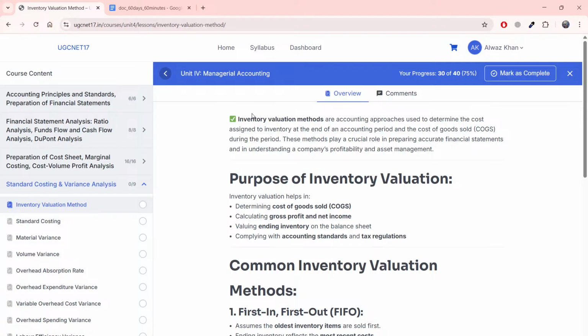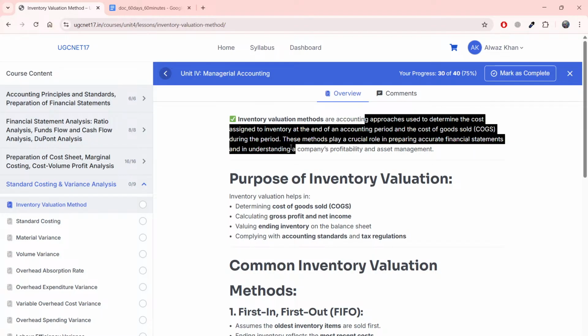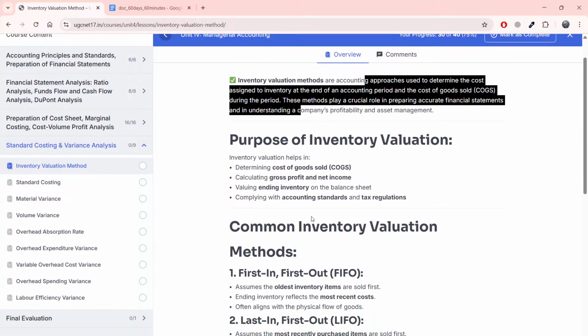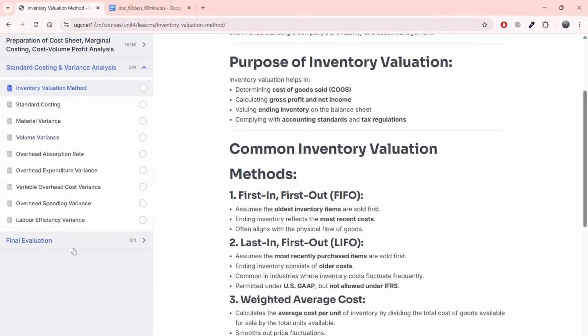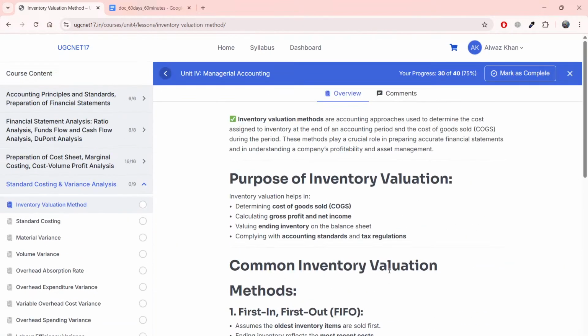Inventory valuation methods: accounting approaches used to determine the cost assigned to inventory at the end of an accounting period, the cost of goods sold. Now we have reached our next unit. Okay, let's take a 5 minutes break. We'll start again after 5 minutes because we completed one half of a module and we can start a new one, which will be the final one.